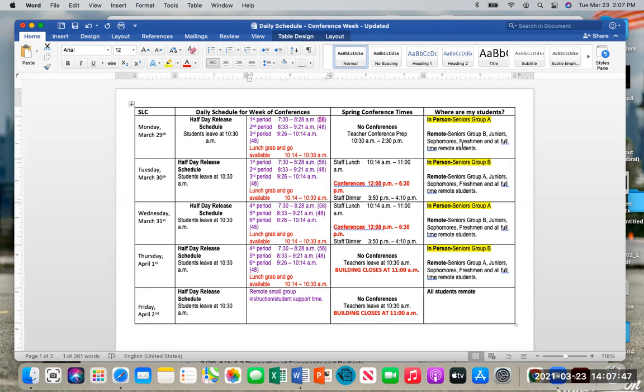And then this is just kind of saying where students are at. So group A is going to be in person on Monday, and then group B is going to be in person on Tuesday, I'm sorry. On Wednesday, group A is back in person. And then on Thursday, group B is back in person. So that's how it's working. It's periods 1 through 3 on Monday, Tuesday, 4 through 6 on Wednesday, Thursday. Group A is in class, so they'll actually be in school in their seat on Monday, Wednesday. And then group B will be in their seat on Tuesday, Thursday.